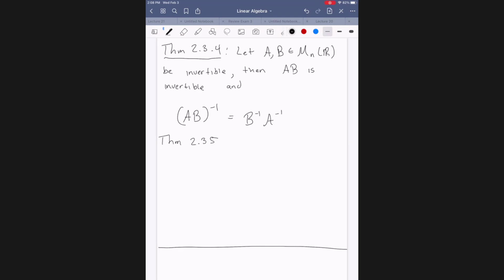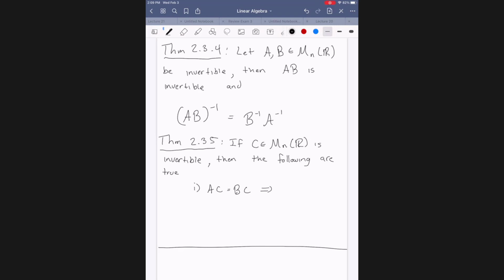2.3.5. So if C, a square matrix, is invertible, then the following are true. So A times C equals B times C.